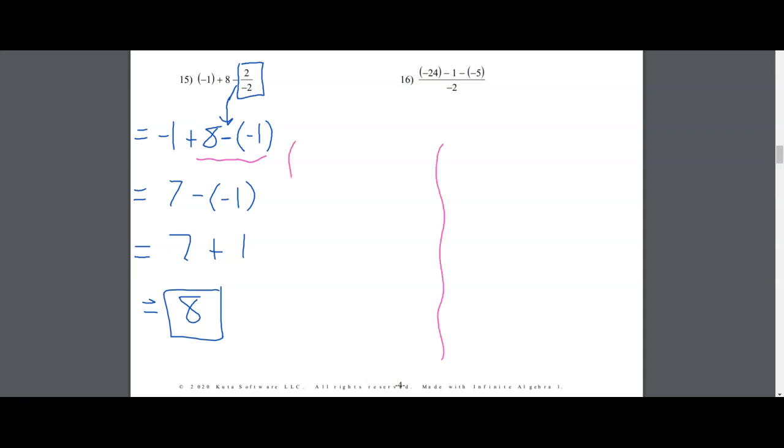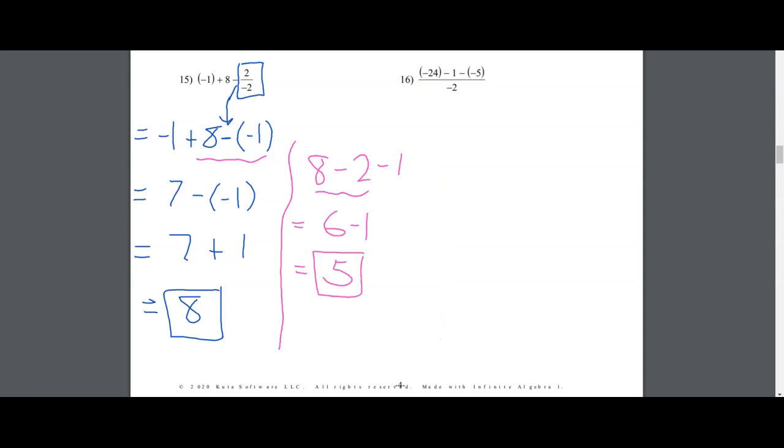So if I had the problem 8 minus 2 minus 1, if I go from left to right, that's going to give me 6 minus 1, which is going to give me 5. I get 5. That's the correct answer because we went left to right.